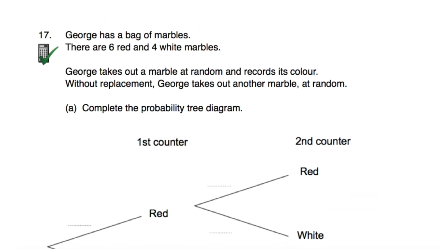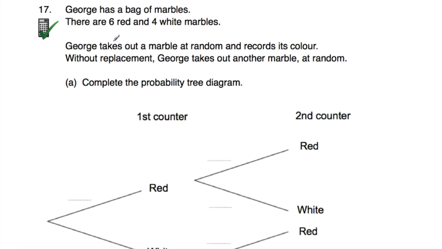Okay, let's have a look at our last question, question number 17. So we've got George has got a bag of marbles. So he's got this bag of marbles, and there's 6 of them that are red and 4 of them are white. So he's got 6 red marbles and he's got 4 white marbles.